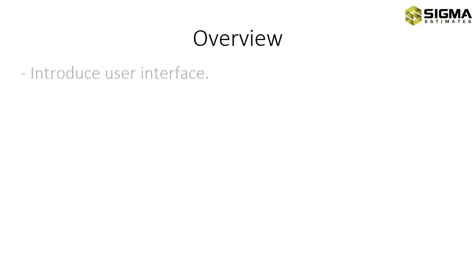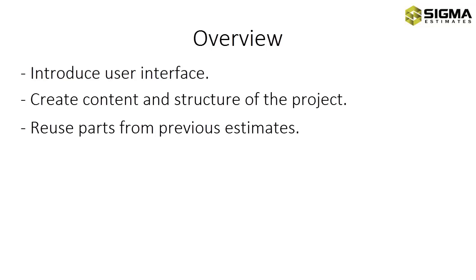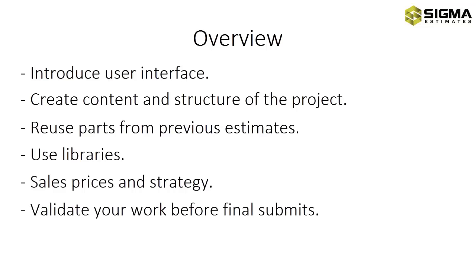First, we'll introduce Sigma's intuitive user interface. You'll learn how to create content in the estimate and structure the project, how to reuse parts from previous estimates. Use the libraries and see how you can use and reuse items and complete assemblies. We'll work with the sales prices and strategy, learn how to validate your work before you send it, and finally, how you can generate various PDF reports from the estimates.